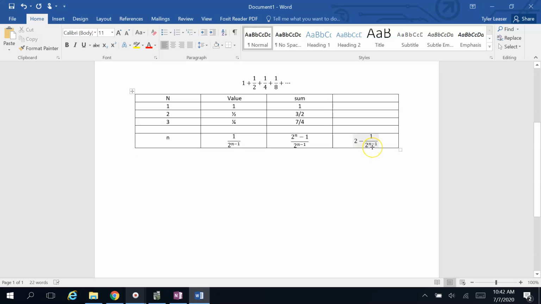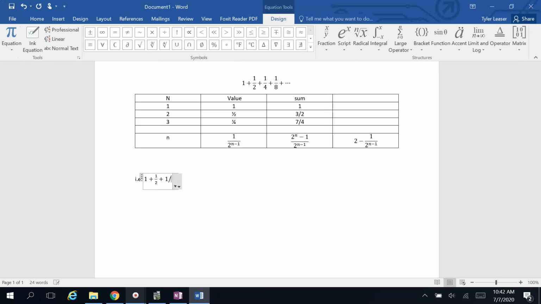Now if I take n to go to infinity, this term just goes to 0, and then I just get the value 2. In other words, that infinite sum that we have up top there, 1 plus 1/2 plus 1/4 plus 1/8 plus forever and ever, that infinite sum is 2.